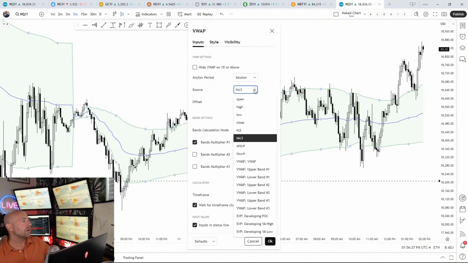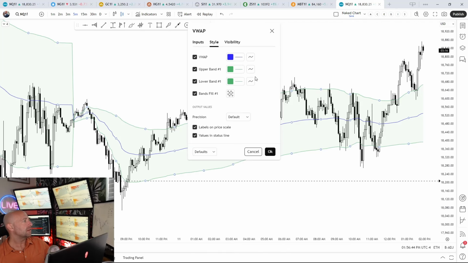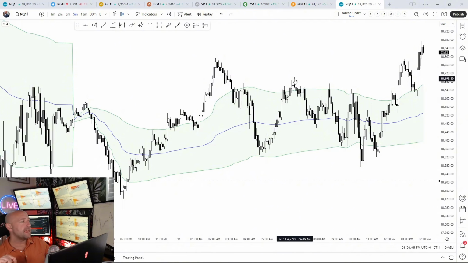I changed the source to OHLC 4. This includes the opening price, so it's more information and gives us better data. We're going to use the standard deviation, and just one standard deviation and just one band. You can change how it looks up here, and that's it. Very basic, for the most part default settings. You'll just make a quick little tweak, but otherwise, this is the VWAP.